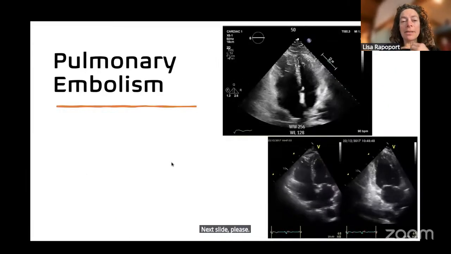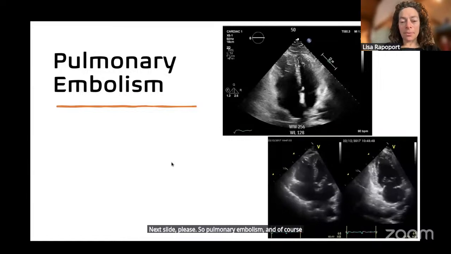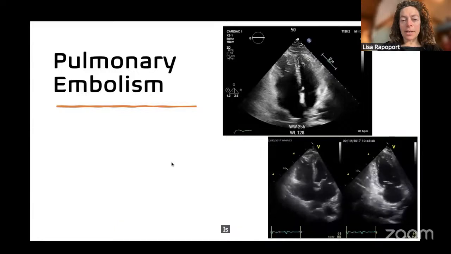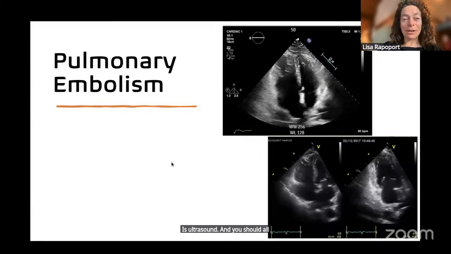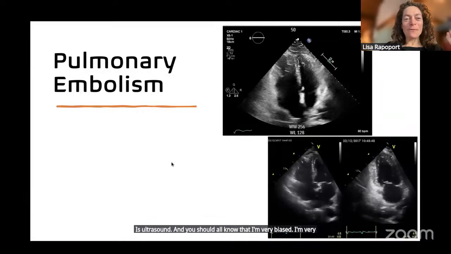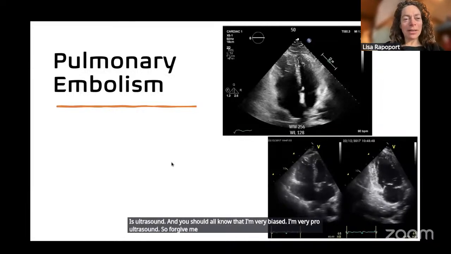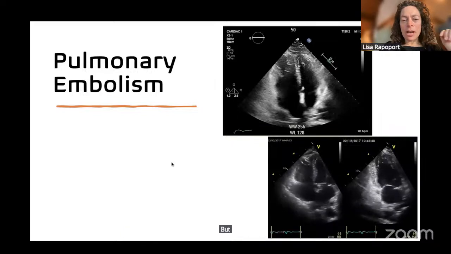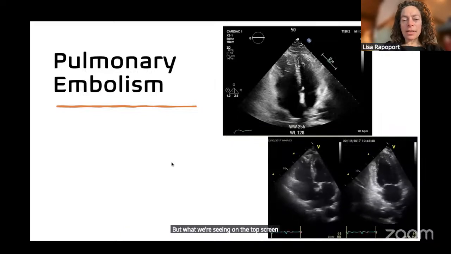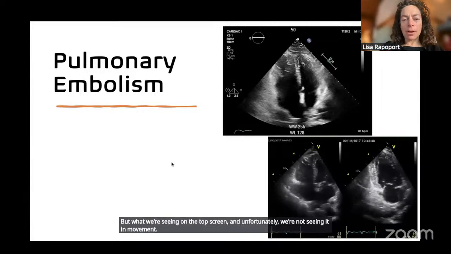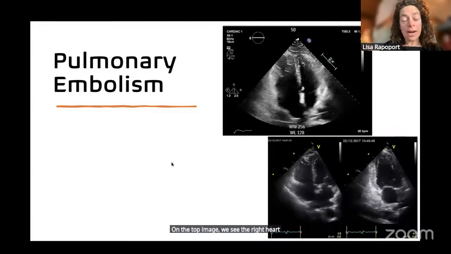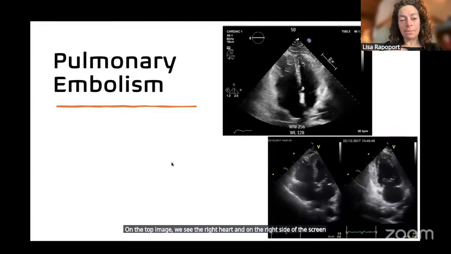So pulmonary embolism, and of course, my favorite diagnostic tool is ultrasound. And you should all know that I'm very biased. I'm very pro ultrasound, so forgive me for letting my allegiance shine through here. What we're seeing on the top screen, and unfortunately we're not seeing it in movement, but you can get the shape of what's happening, on the left side of the screen, on the top image, we see the right heart, and on the right side of the screen, we see the left heart.